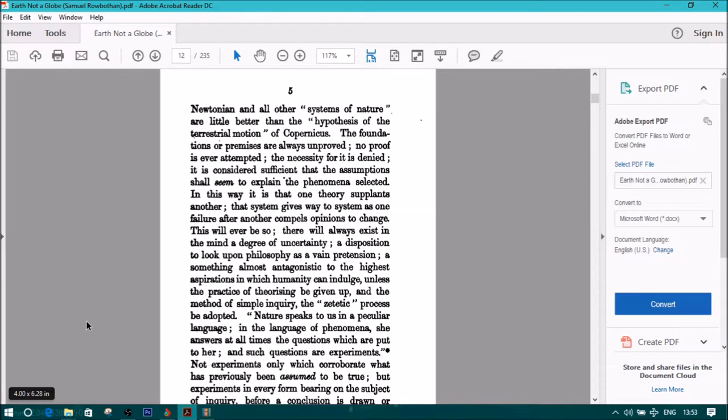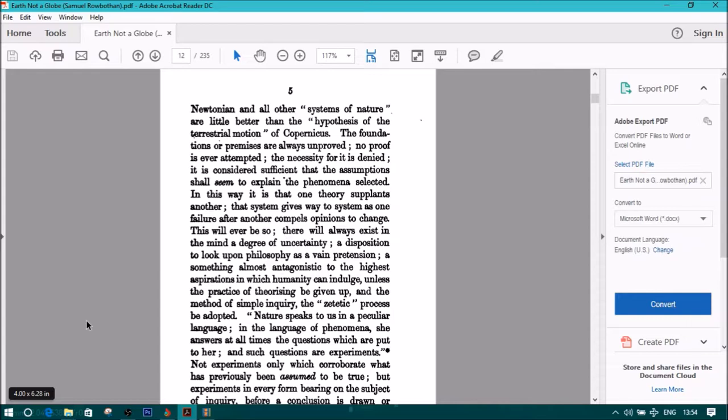Newtonian and all other systems of nature are little better than the hypothesis of the terrestrial motion of Copernicus. These foundations, or premises, are always unproved. No proof is ever attempted. The necessity for it is denied. It is considered sufficient that the assumptions shall seem to explain the phenomena selected. In this way it is that one theory supplants another. System gives way to system as one failure after another compels opinions to change. This will ever be so.